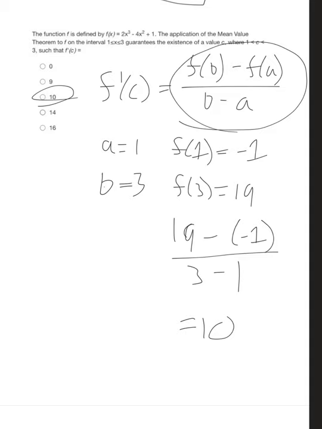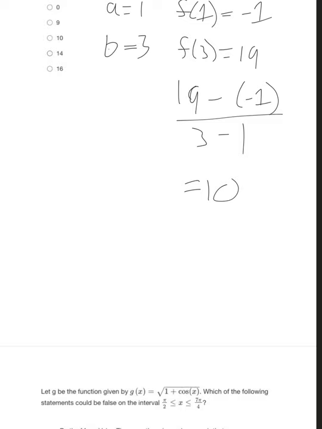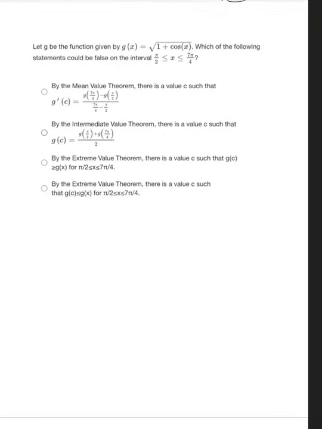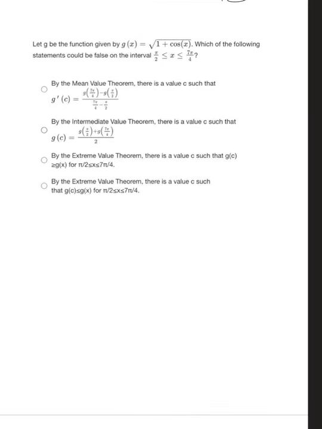All right. Next one. Whoa. Another mean value theorem question, although this one's bringing in the intermediate value theorem and the extreme value theorem. So which of these could be false? And so as I read through them, the first one, well, that looks exactly like the mean value theorem that we just went through in the last one. So that one seems good. So this one seems true.